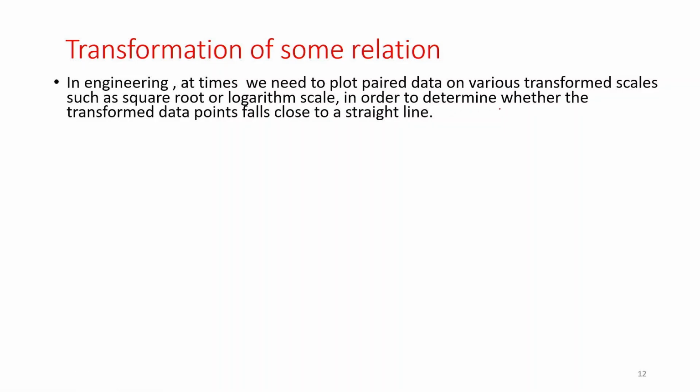In order to determine whether the transformed data points fall close to a straight line or not. This is what many a times we need to do in many research, even in textile research also. Sometimes we transform the data and then check whether a linear relationship exists between the two variables or not.